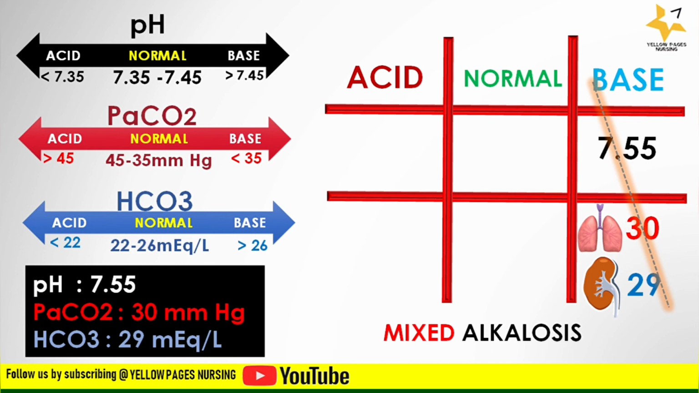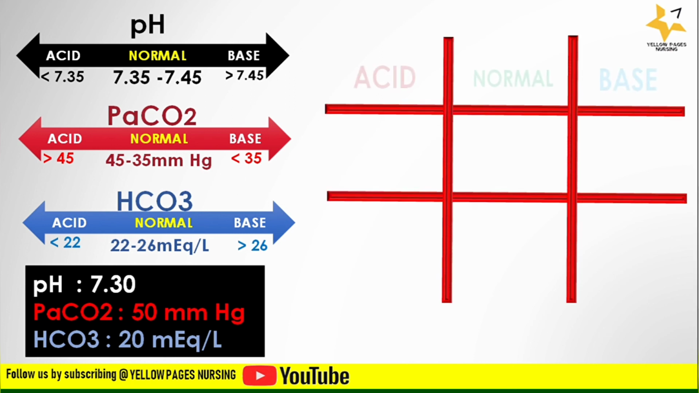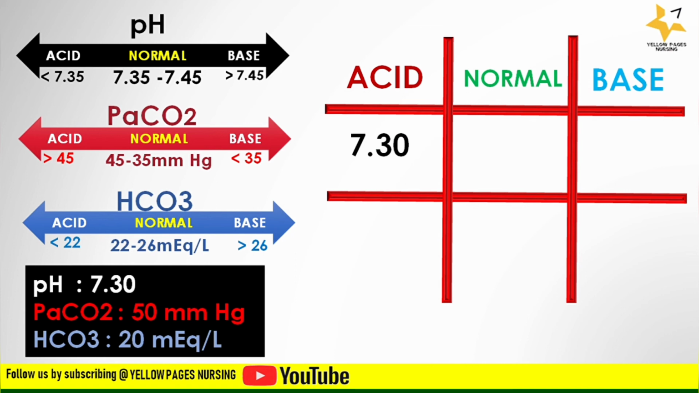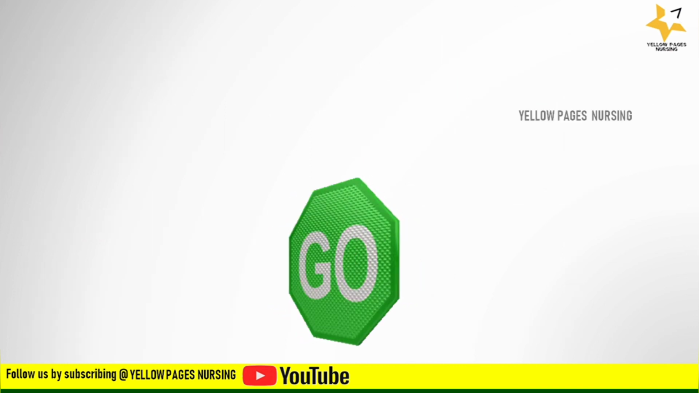Next example, pH is 7.30, PaCO2 is 50 mmHg, bicarbonate is 20 milliequivalent per liter. Using tic-tac-toe method, pH falls in the acidic state. PaCO2 is 50, which also falls in the acidic state. Bicarbonate is 20 milliequivalent per liter, which falls in the acidic state. To look into this, pH, PaCO2 and bicarbonate match in the acidic state, and hence we say it is a mixed acidosis.